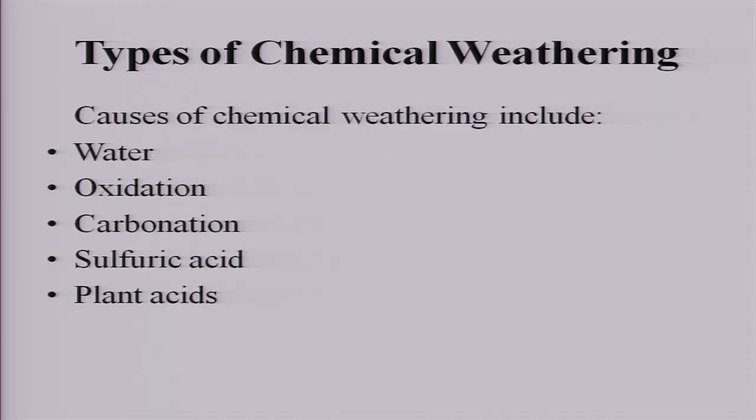Now, what are the reasons or types of chemical weathering? Water is one of the important causes of chemical weathering. Oxidation can occur because there is oxygen in the atmosphere, carbonation can occur, sulfuric acid can cause chemical weathering, and plant acids can also cause chemical weathering.